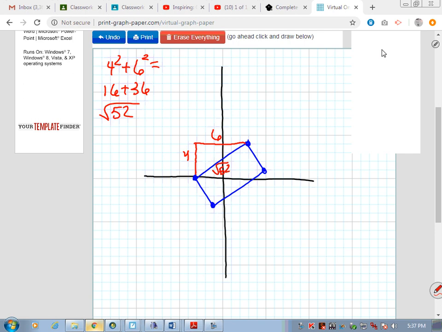This, if I look at it, I'm at 1, 2, 3, 4, 5, 6, 1, 2, 3, 4, which tells me I got square root of 52 there. Okay. I'm at 1, 2, 3, 1, 2, so 3 and 2. So I got 3 squared plus 2 squared equals c squared. I got 9 plus 4. So I got square root of 13.